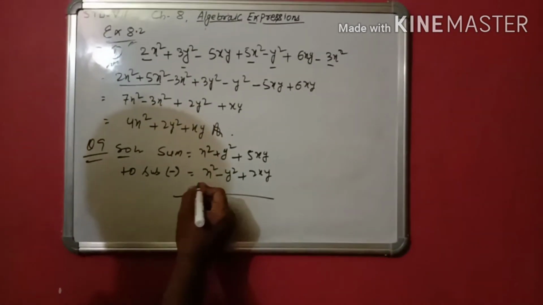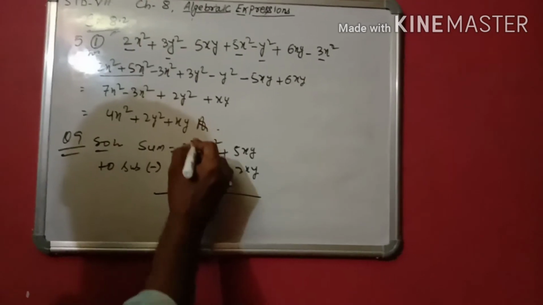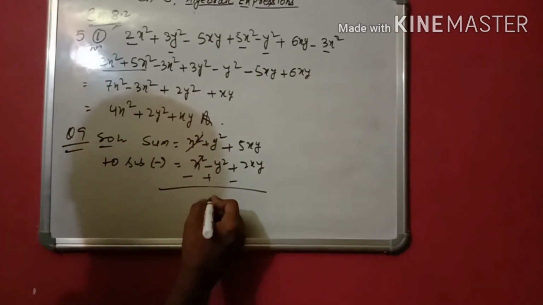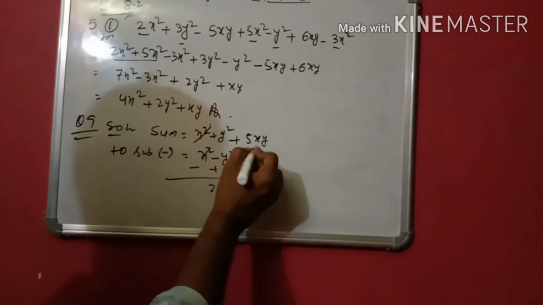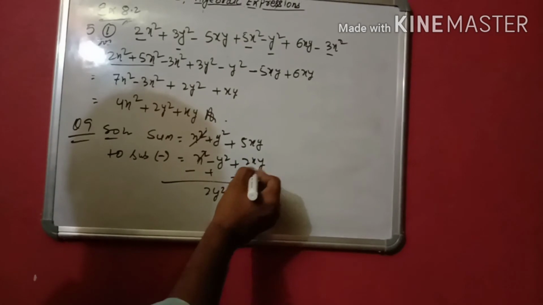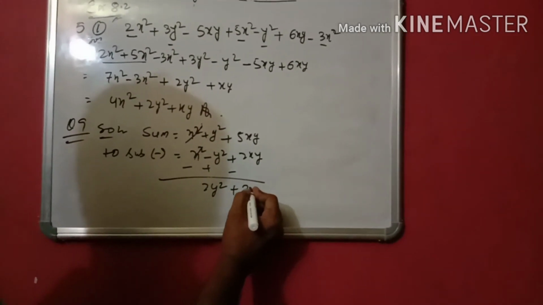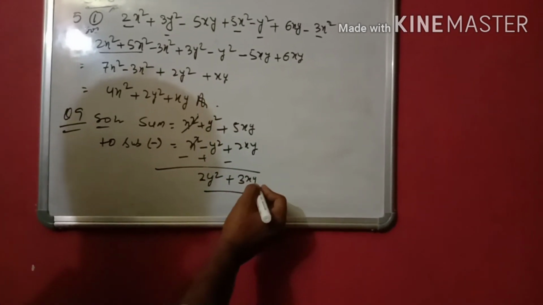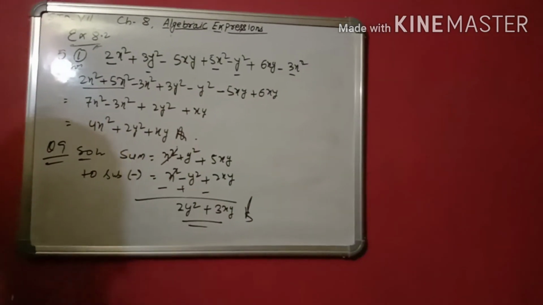So this will be minus because this is plus, this is minus, this is plus, this is minus, so this will be cancelled. So plus plus plus, so 2y square, and 5xy minus 2xy equal to 3xy. So we have to add it, 2y square plus 3xy. Let's write down, this is your sum, this is to subtract.